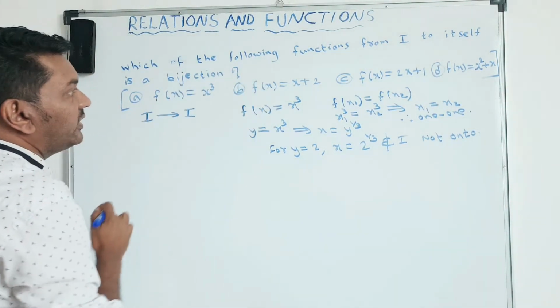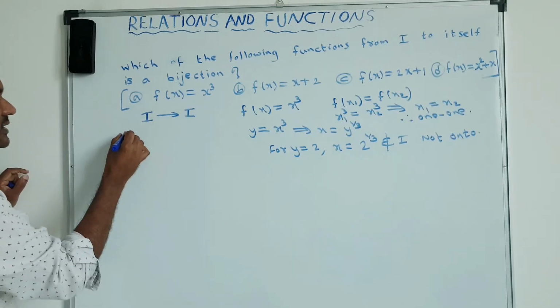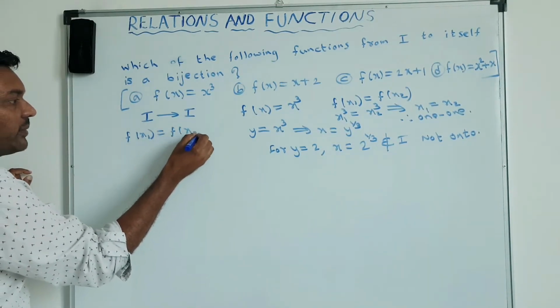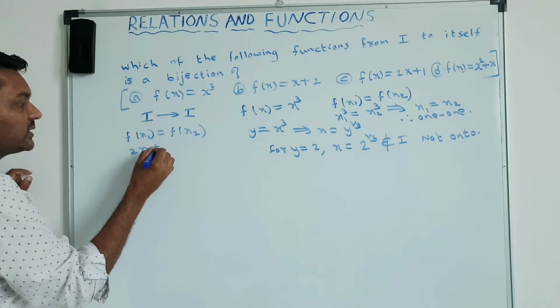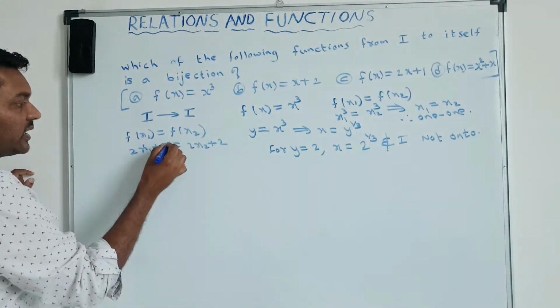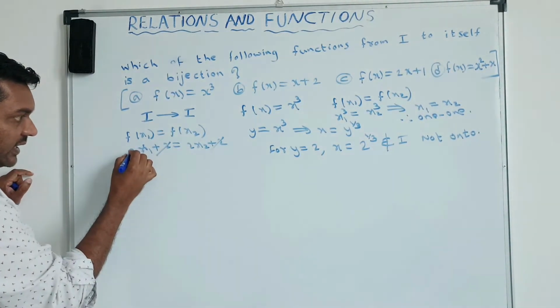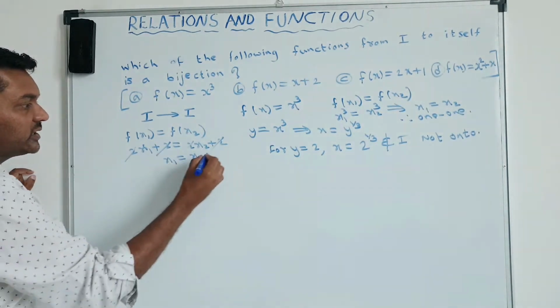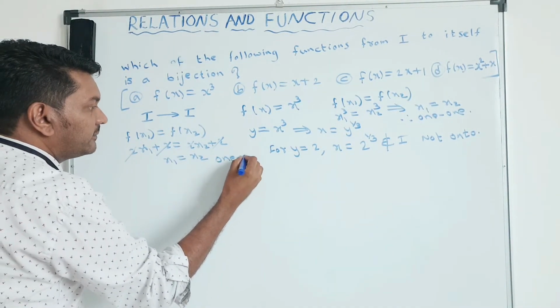Now taking the second option, f of x equals x plus 2. So f of x1 equal to f of x2, I am writing 2x1 plus 2 equals 2x2 plus 2. Cancelling the 2 and then again cancelling this 2, you will get x1 equal to x2. So it is a 1-to-1 function.